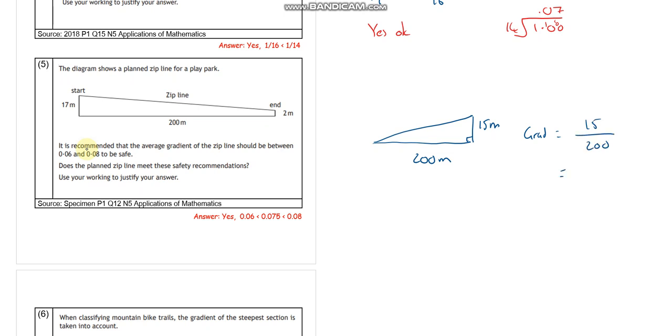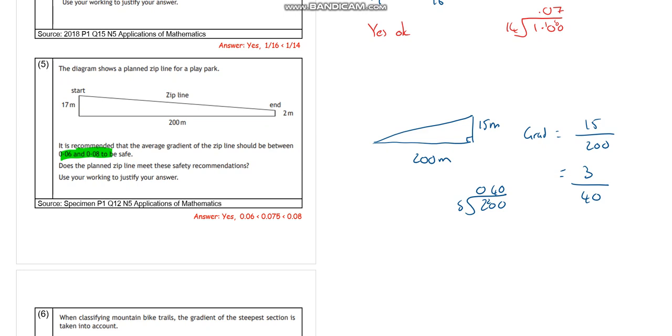So can I divide the top and bottom by 15? I'm not sure. Divide them by 5. That's the safe play. So 3, 200 divided by 5. Just do a little chimney sum for that. That gives me 40. And then I'm looking thinking, can I divide this by 3? No, that's really as far as I go. So 3 divided by 40 is my gradient. And I need to be between 0.06 and 0.08.